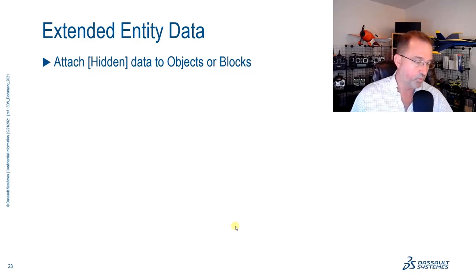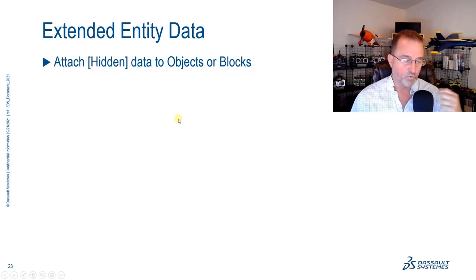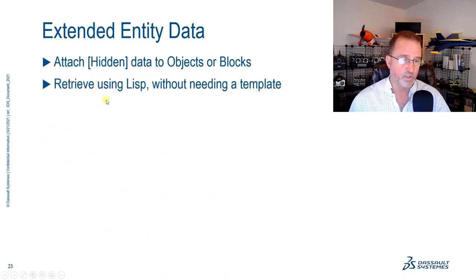Now, what are the reasons we'd use extended entity data? Well, the first is, let's say I want to attach data or information to an object. Let's say it's a line or a circle or something else. I can't put attributes on objects. I can only put attributes on blocks. But with extended entity data, I can attach that to anything, whether it's an object or a block. Doesn't matter.